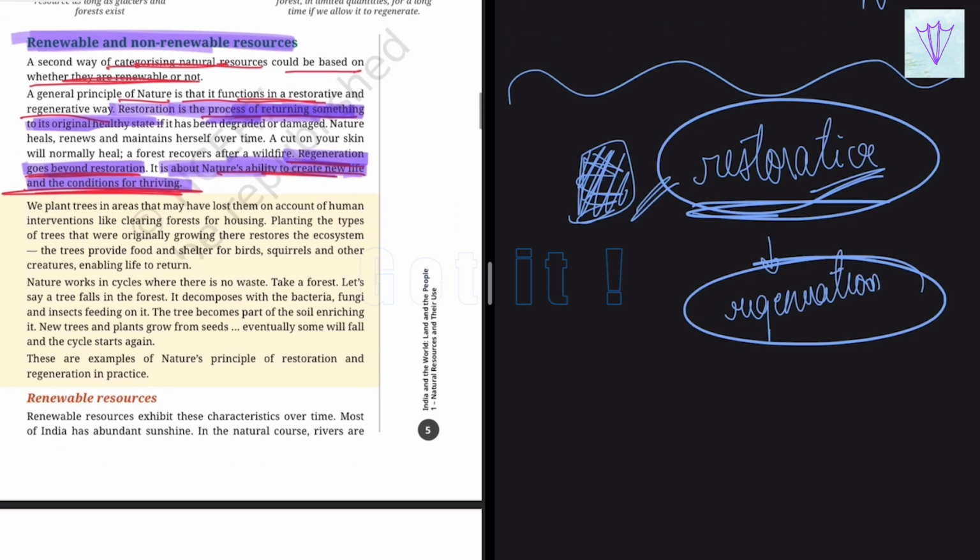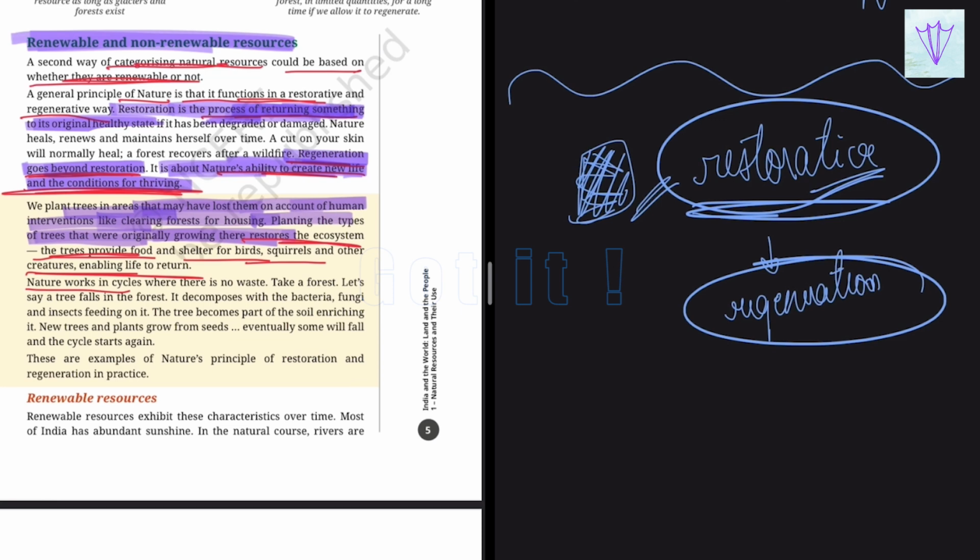So we plant trees in areas that may have lost them on account of human interventions like clearing forests for housing and many other things. So planting the types of trees that were originally growing there will restore the ecosystem. The tree will provide food and shelter for birds, squirrels, and other creatures, enabling life to return.